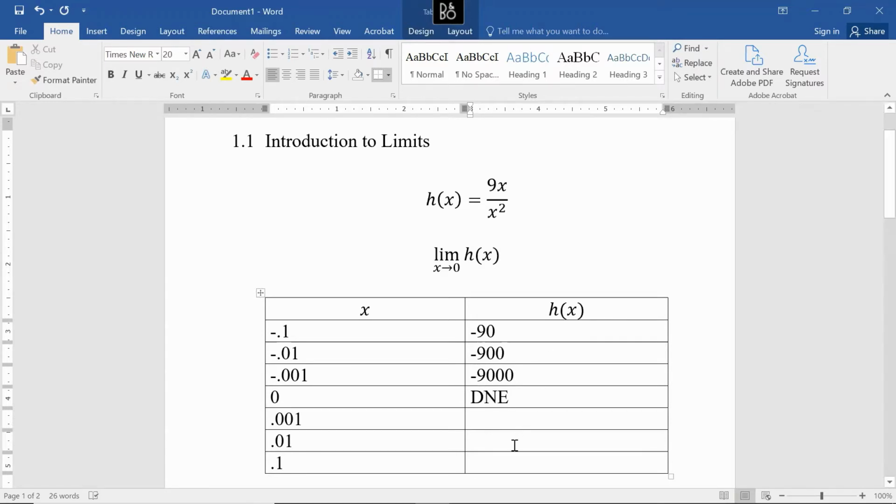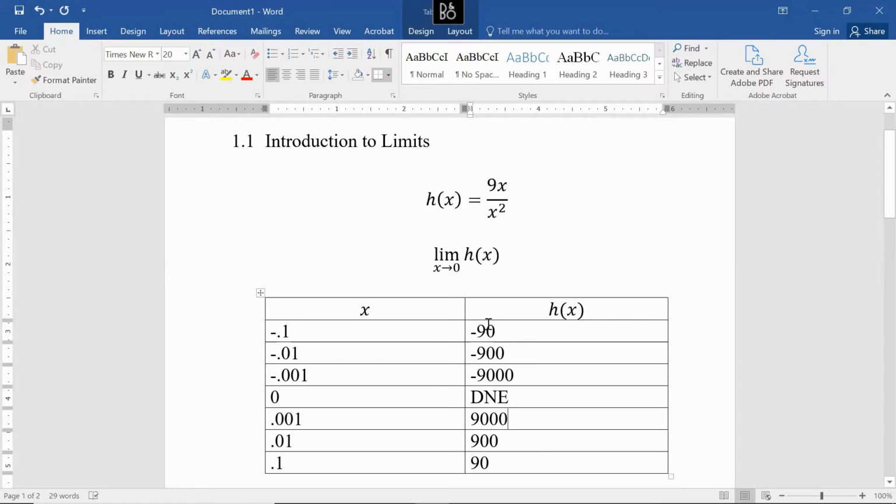Now, if I do a positive 0.1 and plug that in, I get a positive 90. If I do a positive 0.01 and plug that in, I should get 900. If I do a positive 0.001 and plug that in, I should get 9,000.